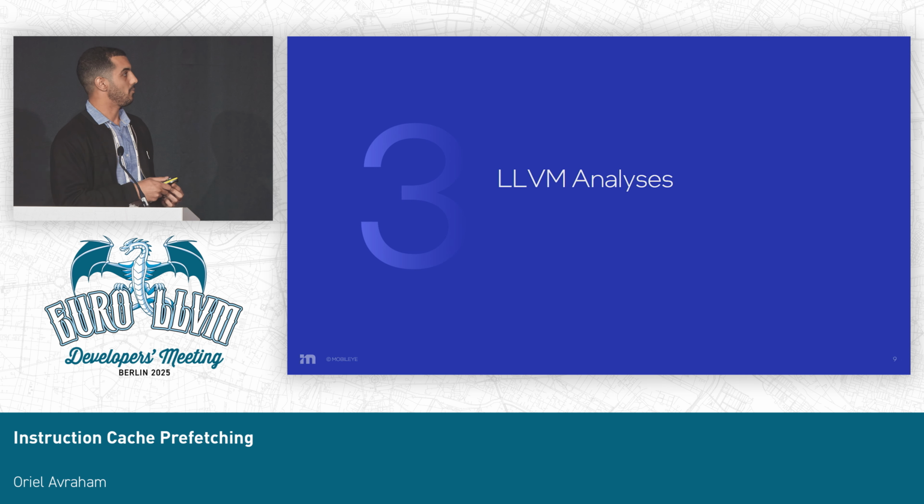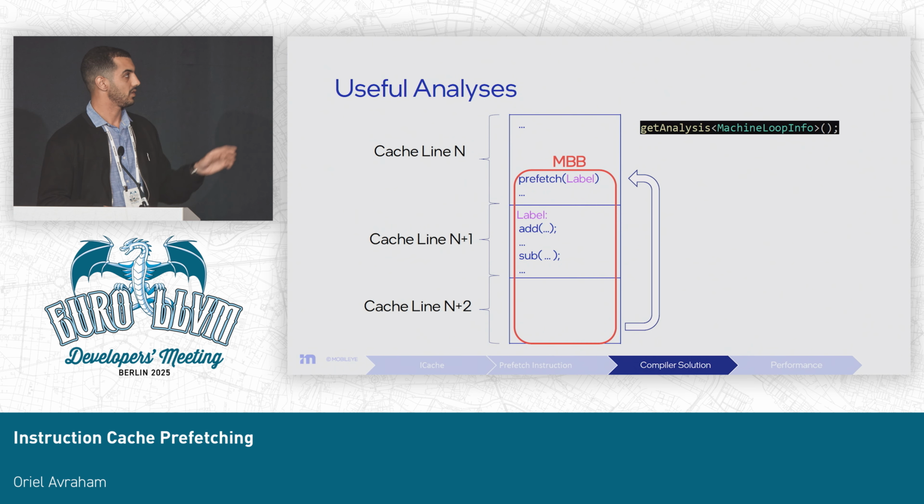So when it comes to the LLVM analysis that I found useful during the implementation, let's take a look at this case. We have this basic block, machine basic block in red, and I already inserted the prefetch instruction to the next cache line, basically just like the previous example. And in this scenario, it should work, but what if this basic block is part of a loop?